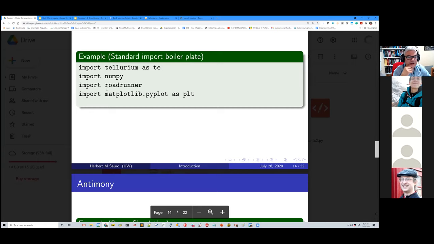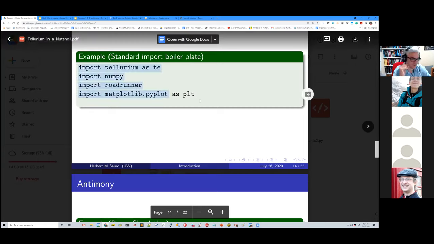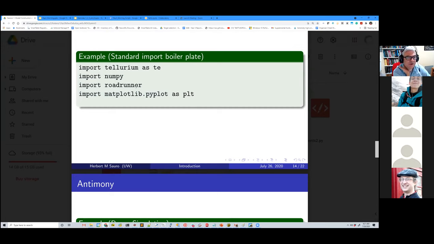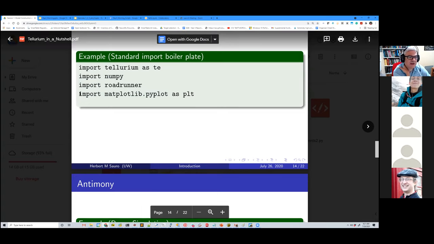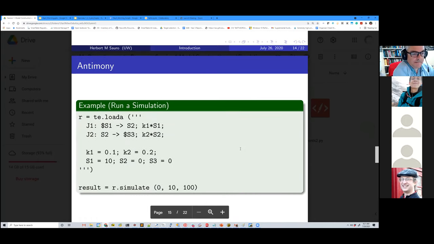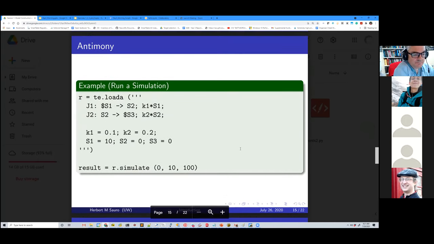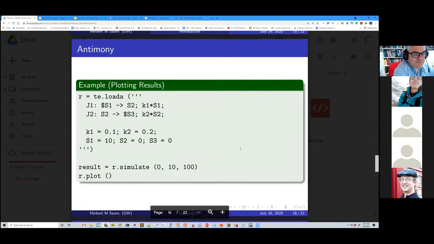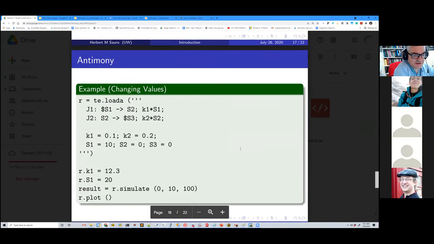These are often the things I will import. This is just to show the things I usually import. Obviously, Tellurium, NumPy. Sometimes I don't actually need Roadrunner, but it's a habit more than anything else. And I'm often wanting to do some more sophisticated plotting, so I bring in the plot library. I think that's about it.